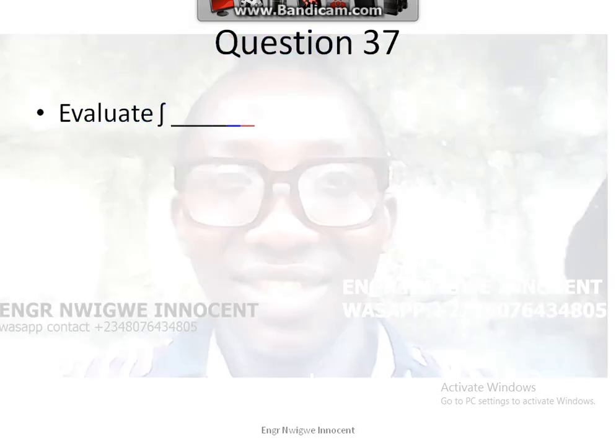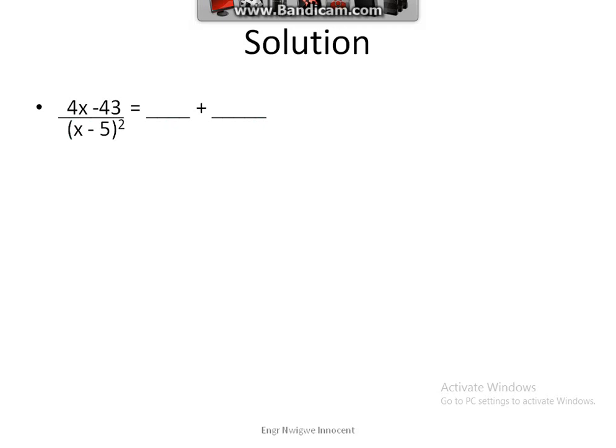Question 37. Evaluate the integral of (4s - 43) over (s - 5) all squared dx. Solution. (4s - 43) over (s - 5) squared, when put into partial fractions, we have A over (s - 5) plus B over (s - 5) squared. Since our LCM is (s - 5) squared, we now have on the numerator A(s - 5) plus B.